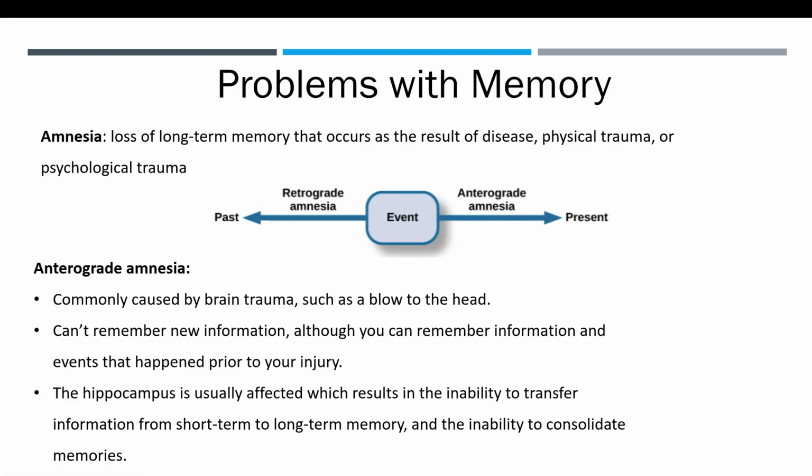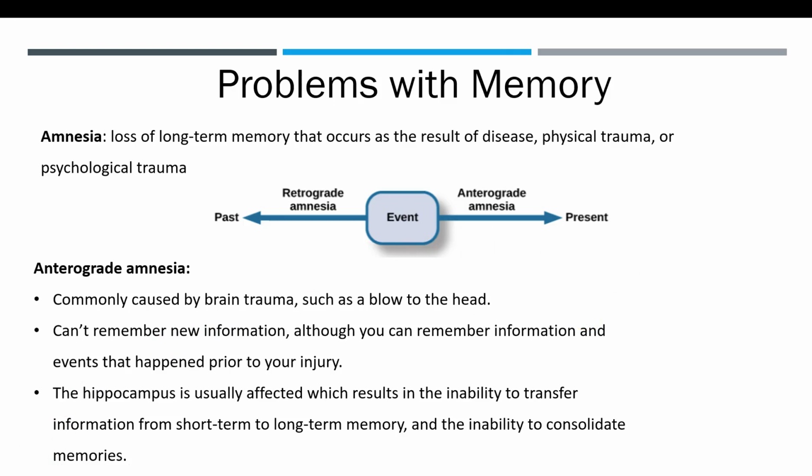Anterograde amnesia is commonly caused by brain trauma, such as a blow to the head. And a person who has anterograde amnesia can't remember new information, although they can remember information and events that happened prior to the injury. And remember, the key word is prior, so if a brain injury happened here, with anterograde amnesia, you're able to remember past information, but you're unable to remember new information.